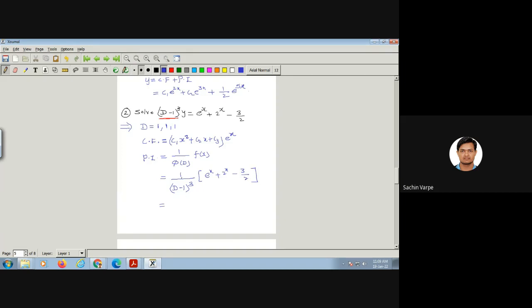So I'll operate this operator over each of these functions separately. So that is 1 upon D minus 1 cube e raised to x plus 1 upon D minus 1 cube 2 raised to x plus 1 upon D minus 1 cube into minus 3 by 2. So we all know that for the exponential function e to the power ax we replace D by a. For the a raised to x function we replace D by log a. And for the constant function we replace D by 0. Isn't it?